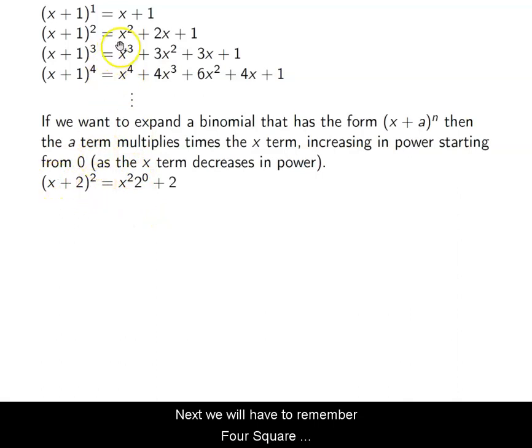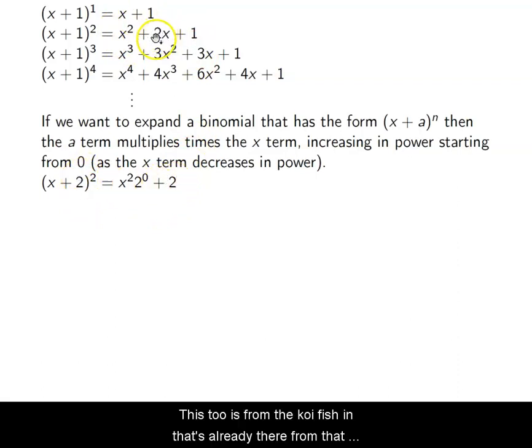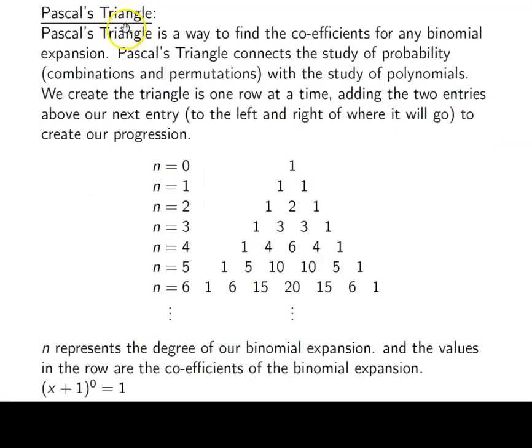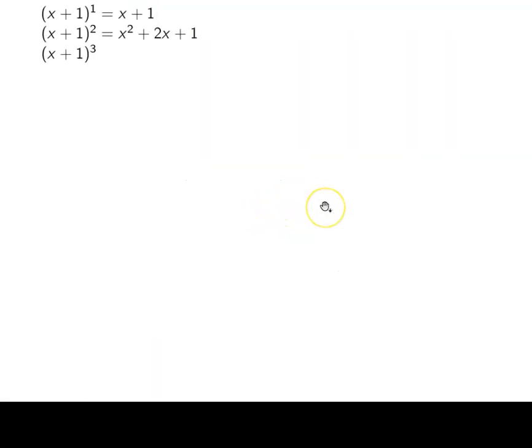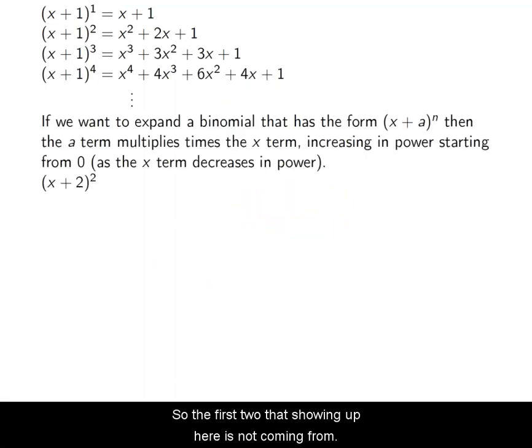So remember, for a square term it's 1, 2, and 1. So this 2 is not related to this 2. This 2 is from the coefficient that's already there, from that expansion in the triangle, right? 1, 2, 1. So the first 2 that's showing up here is not coming from this progress I'm trying to say about an increasing in power.